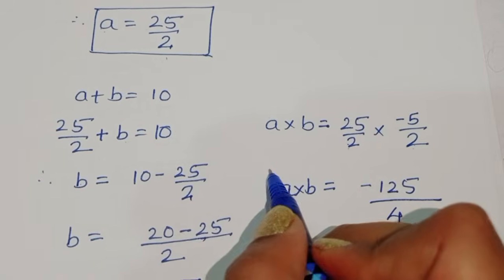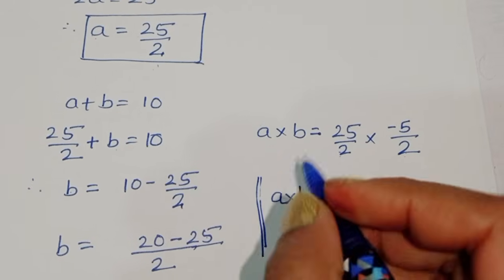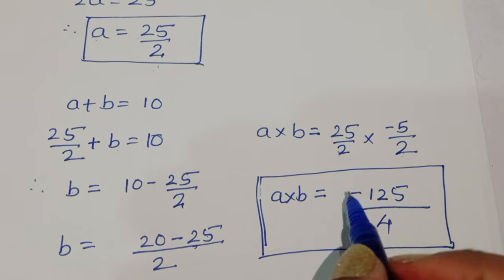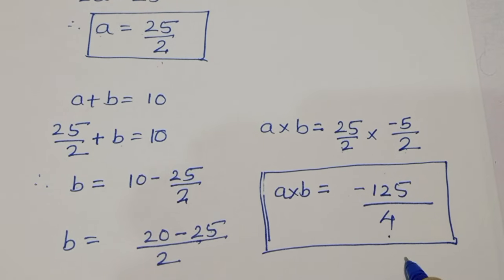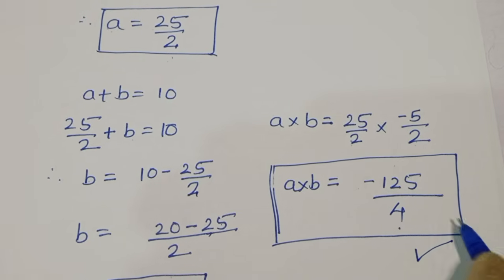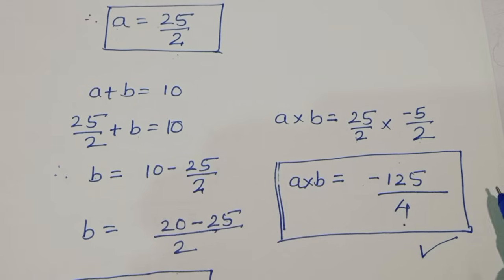So this is the value of a times b, and this is the solution. a times b is equal to minus 125 by 4. This is the solution. This is an easy question, so you can solve other types of questions like this in the same way. Thank you.